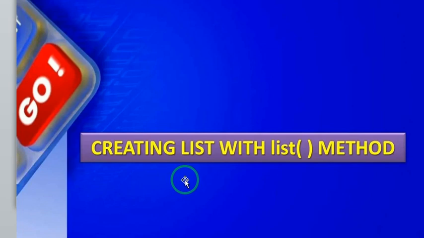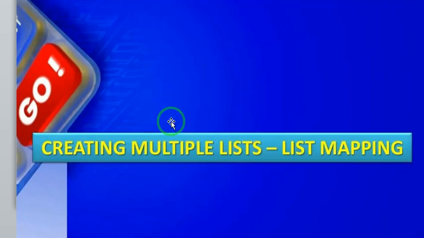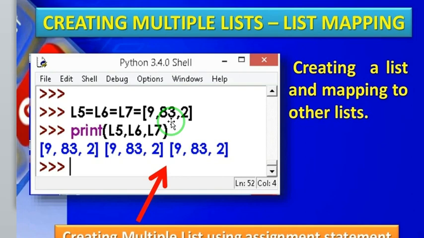The second method of creating a list is the list method. So over here we just write down L4 equal to list and then put an empty bracket, so that shows that it's an empty list. Here we create a list and map them to other lists. So what this basically does is it prints the three lists three times, and we create multiple lists using the assignment statement.